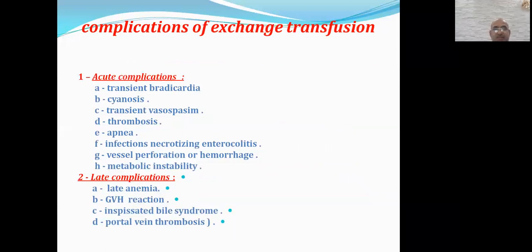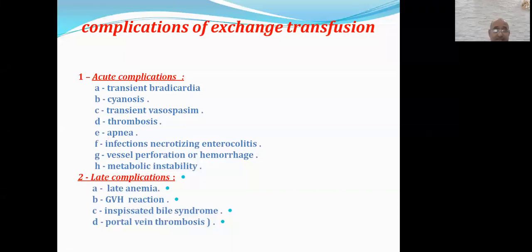Of course, exchange transfusion is not free from complications. We have acute complications like transient bradycardia, cyanosis, transient vasospasm, thrombosis, apnea, necrotizing enterocolitis, visceral perforation or hemorrhage, metabolic encephalopathy. This is acute. We have late complications: late anemia, graft versus host disease reaction, inspissated bile syndrome, and portal vein thrombosis.